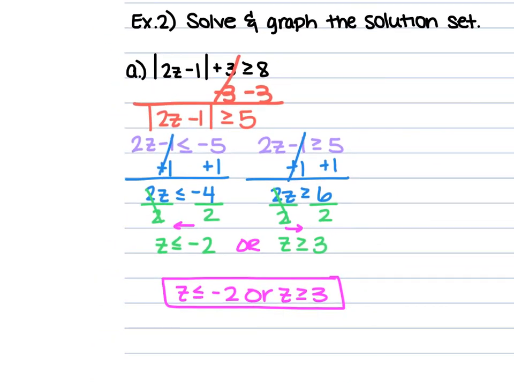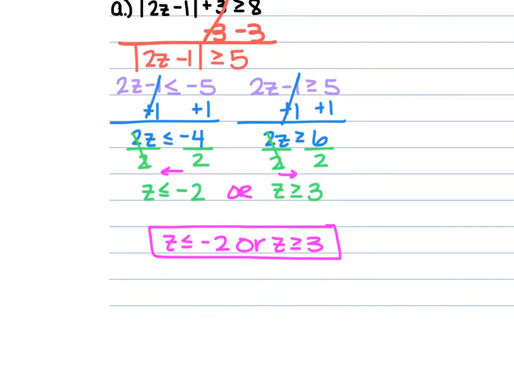And remember, guys, if you're asked to graph these, which in this case you are, your graph is just going to be the same way that we've been doing this. So we're going to have a closed circle on negative 2, the line's going to go to the left, closed circle on 3, the line's going to go to the right.